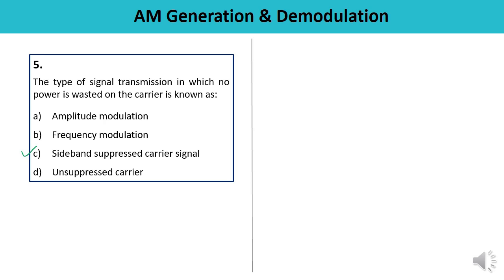See, you have studied that in an SSB or single sideband signal, carrier is suppressed along with one of the sideband, that may be upper sideband or lower sideband. So the resulting signal is known as the sideband suppressed carrier signal, and its benefit is that here no power is wasted on the carrier. So answer is C.